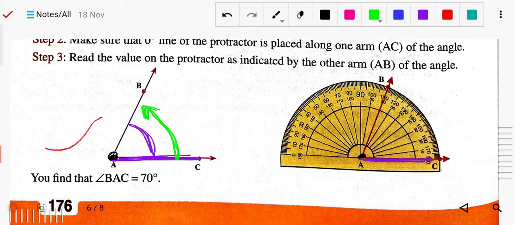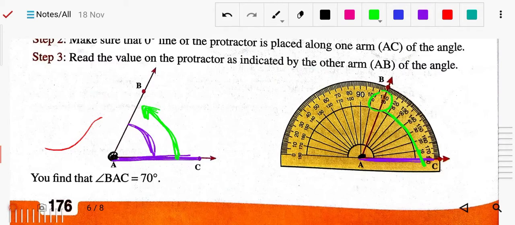So which direction are we going? You can see that we are going anti-clockwise. It means we will use the inner scale, because 0 is from here, and from 0 we will measure. Starting from 0, you can see it reaches up to 70 degrees. So it is a 70-degree angle.